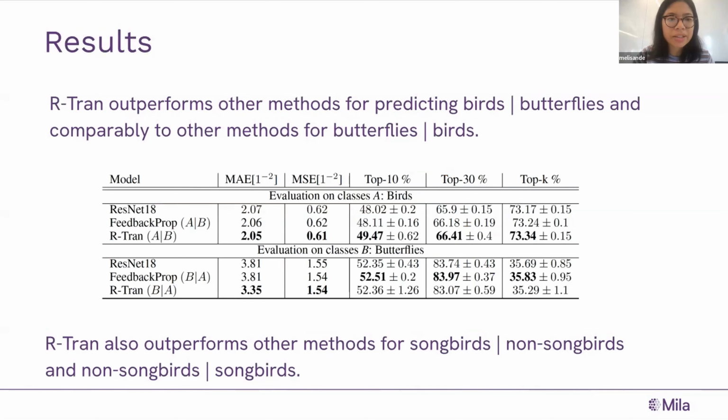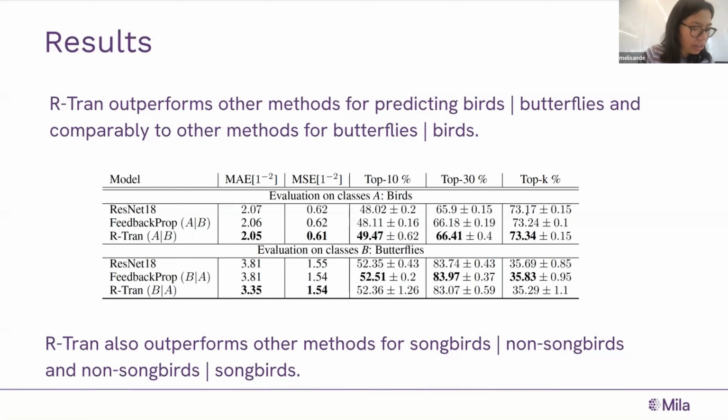And so what we find is that this method of masking species during training and then trying to predict species that are marked as unknown, but for which, during training, we actually have ground truth information, outperforms other methods for predicting birds given butterflies data, and it performs comparably to other methods for predicting butterflies from birds data.